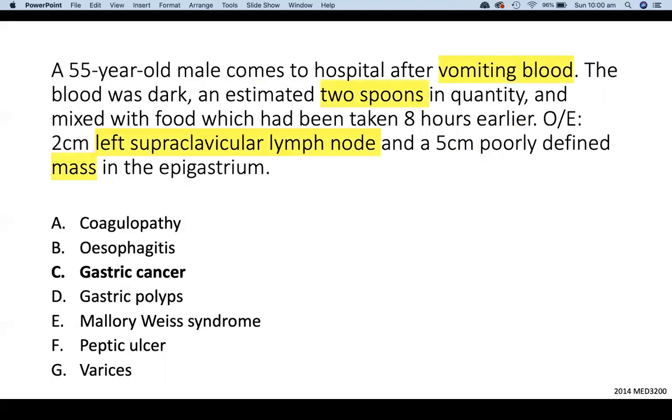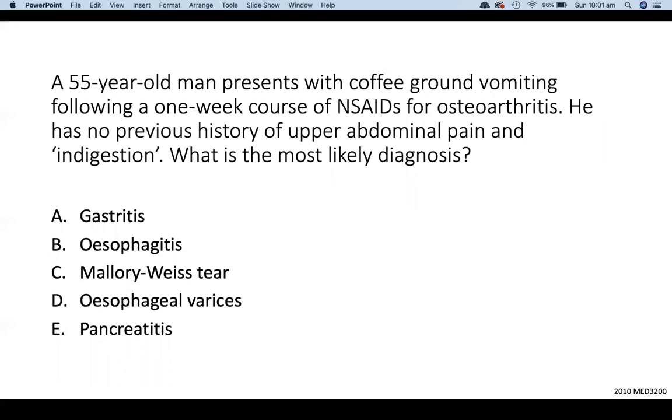Coffee ground vomiting, so that means it's a slow bleed. NSAIDs and non-specific stuff. What's going on here? Gastritis? Yeah, nice. So yeah, coffee ground vomiting, you want to think about gastritis. It's getting digested in there.